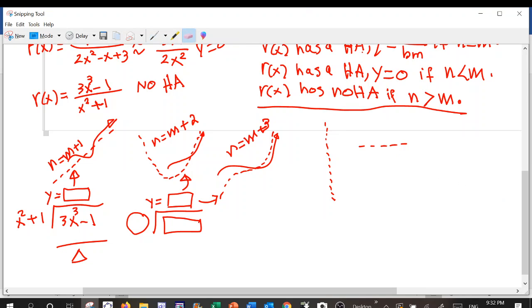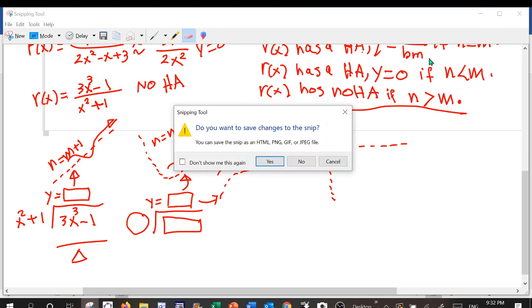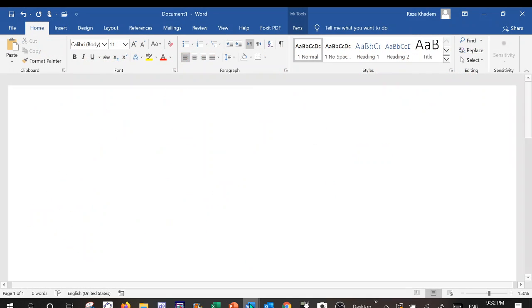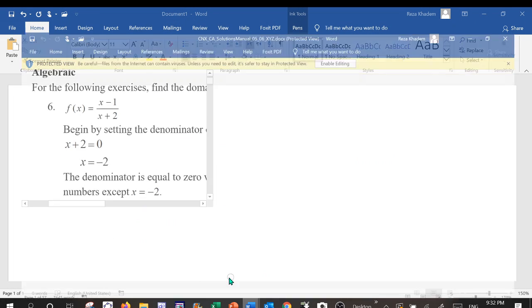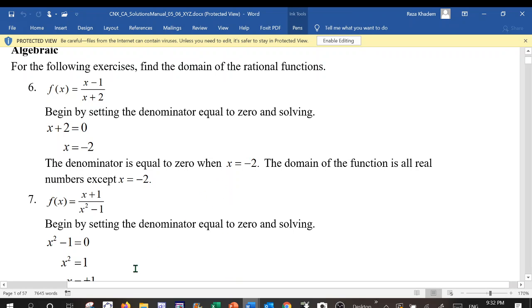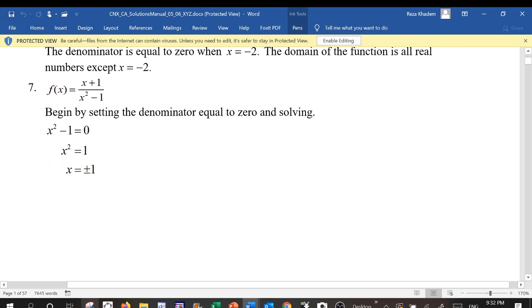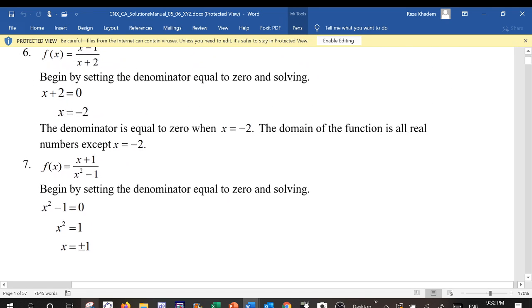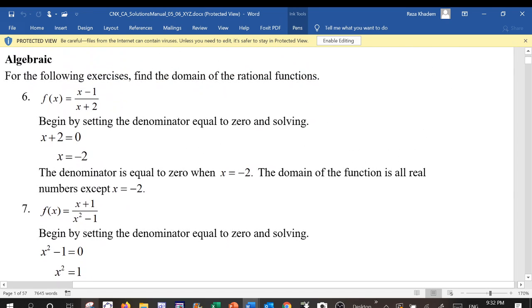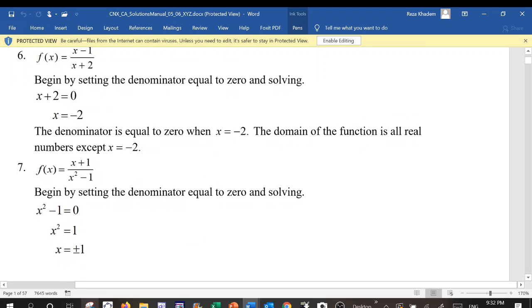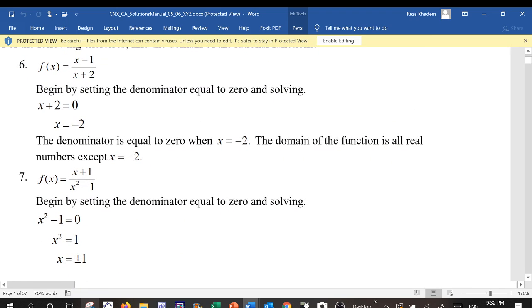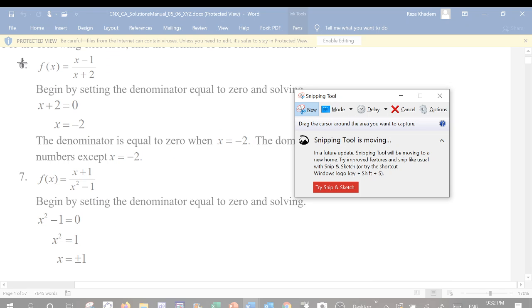All right, so let's start doing some examples. Let's go to this section here. It says, for the following, find the domain of the rational functions. I'm going to do number 7 and 9. So let's find the domain of both of these rational functions.